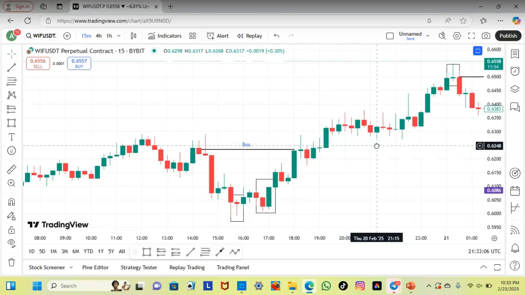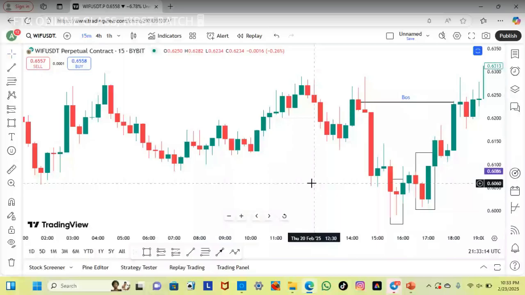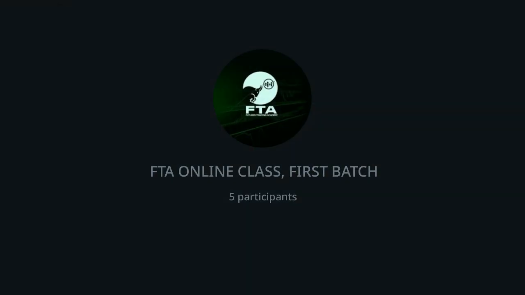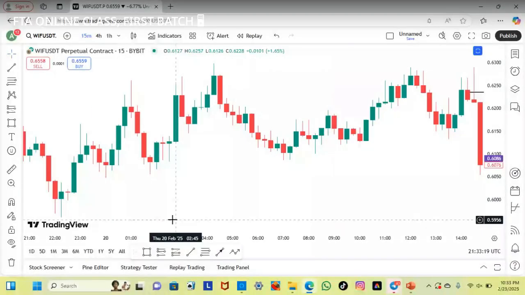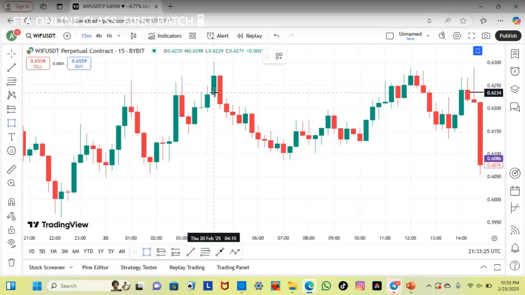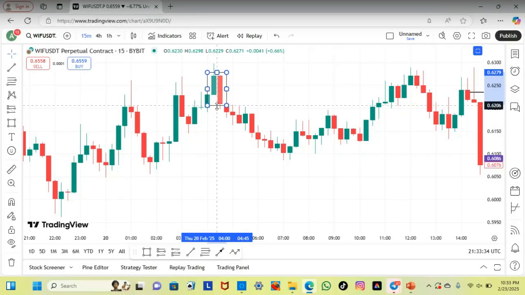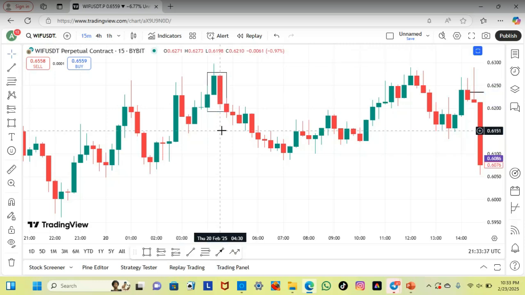Let me look for another example of a momentum candlestick pattern. Okay, this is another clear example of a bearish engulfing pattern. I believe you can see. You put it on the rectangle. This is it. This is a clear example of a bearish engulfing pattern.